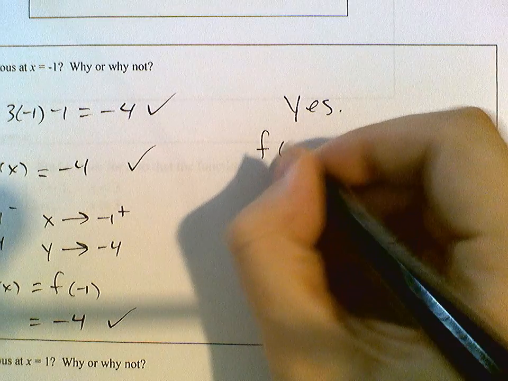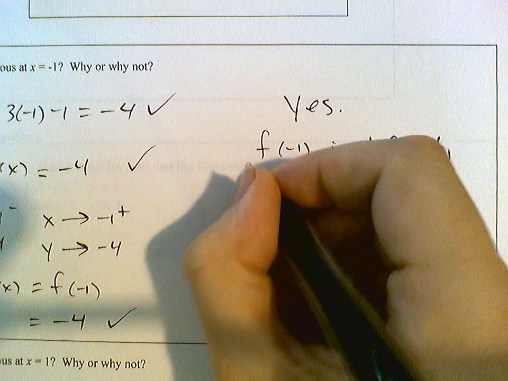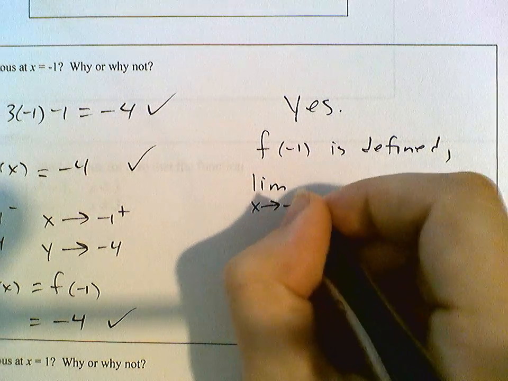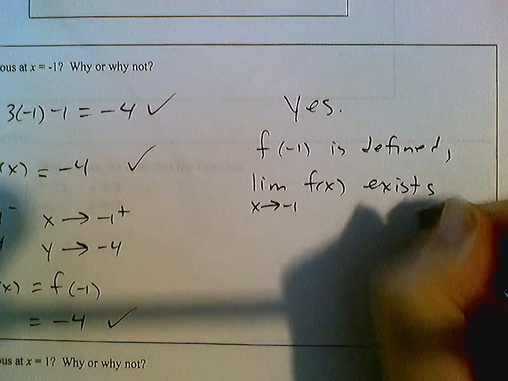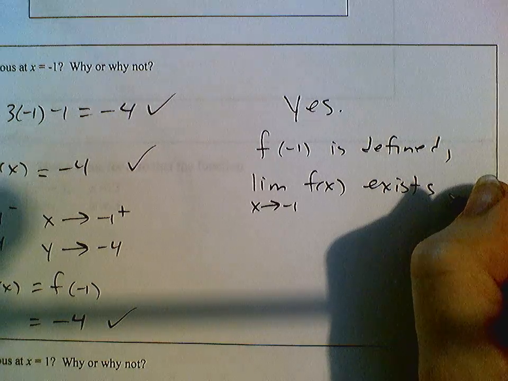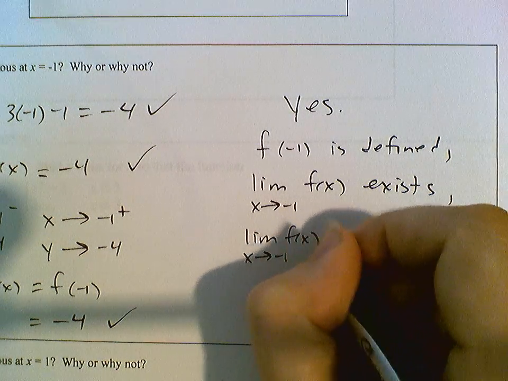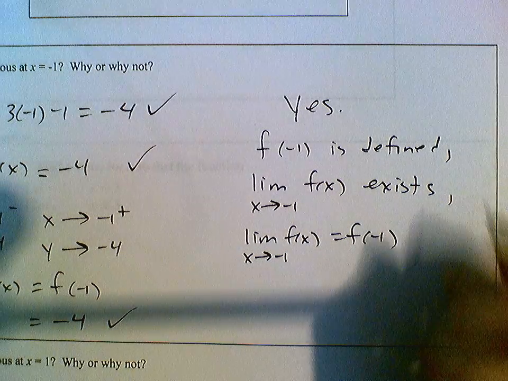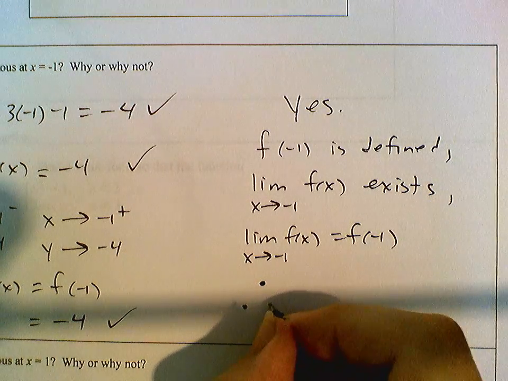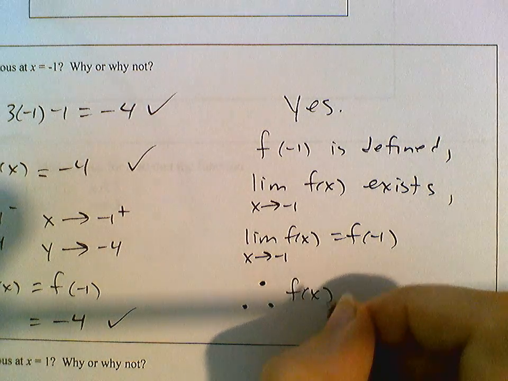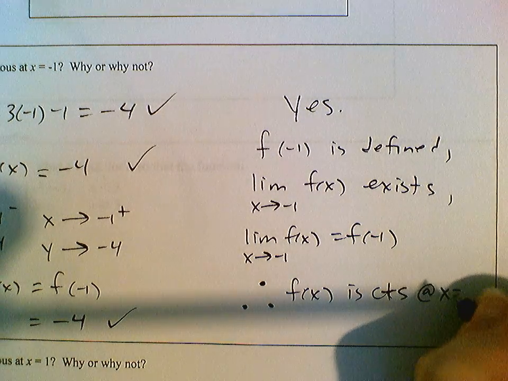I'll say f of -1 is defined. The limit as x approaches -1 of f of x exists. And then finally, the limit as x approaches -1 of f of x equals f of -1. All right, so those are the three conditions. And then I'll say, therefore, f of x is continuous at x equals -1.